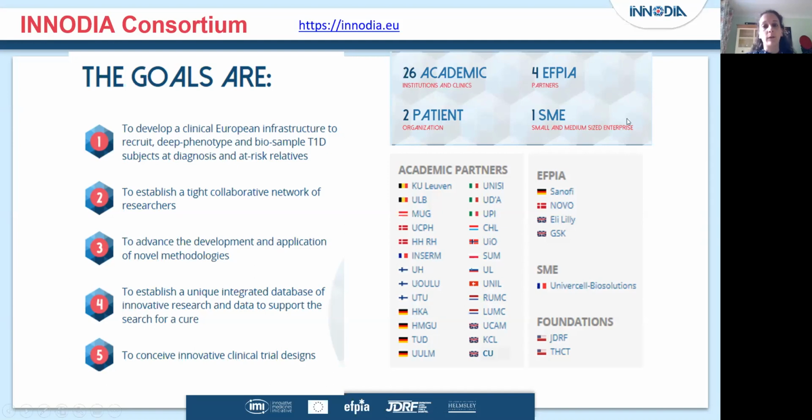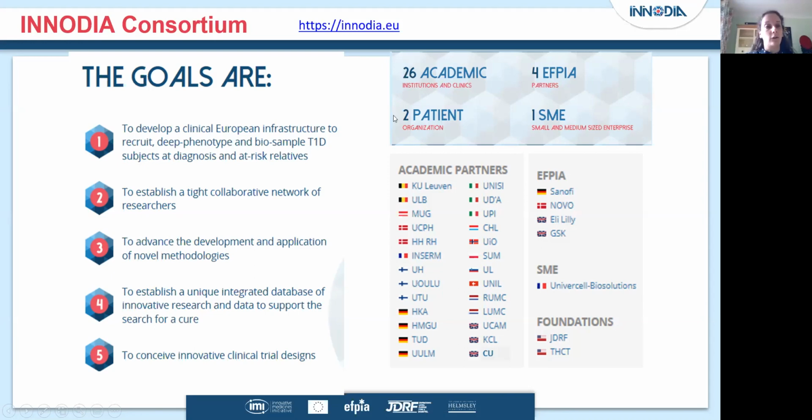It's made up of 26 academic institutions all over Europe, 2 patient organizations, 4 pharmaceutical partners, as well as several CROs now. So Cardiff University is part of it. As you can see, it's listed below the academic partners.